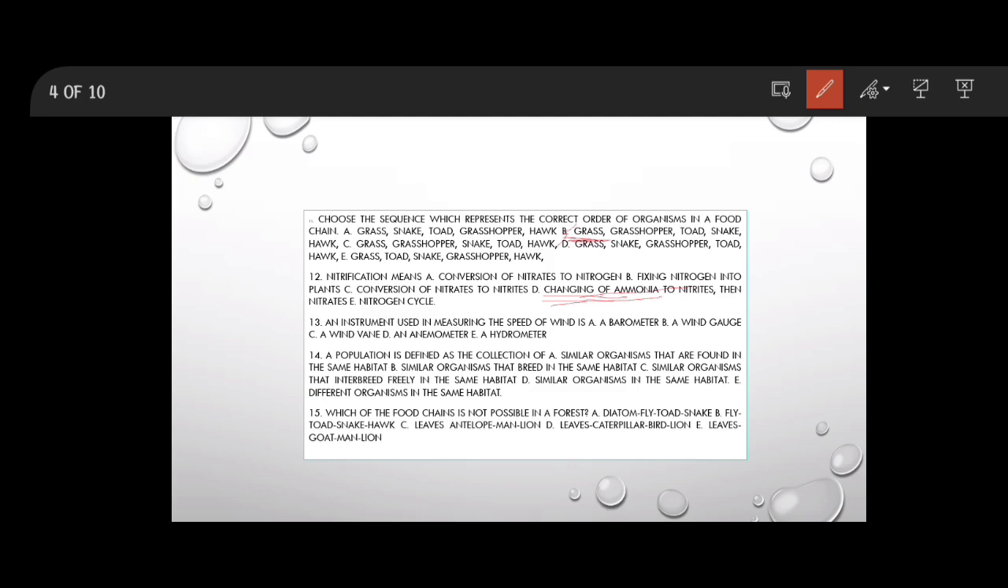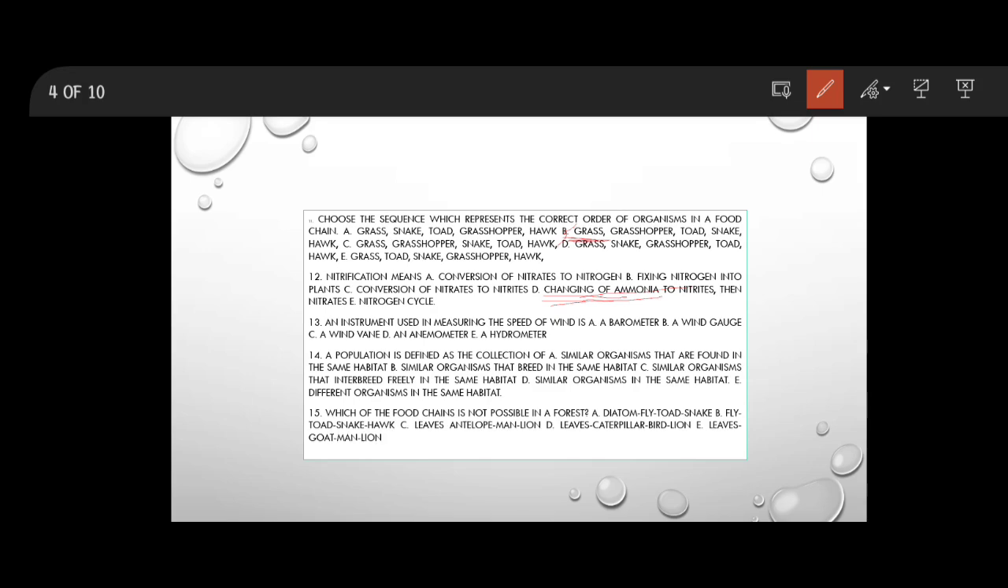We have the anemometer used to measure what? The wind speed. While the hydrometer is used to measure what? The relative density. There's a problem with this. People used to mistake this thing: hydrometer and hygrometer. Hydrometer is used to measure what? Density. While hygrometer is used to measure what? Relative humidity. Hydro is what? Density, while hygrometer is used for what? Relative humidity. Okay, the next question is saying what?